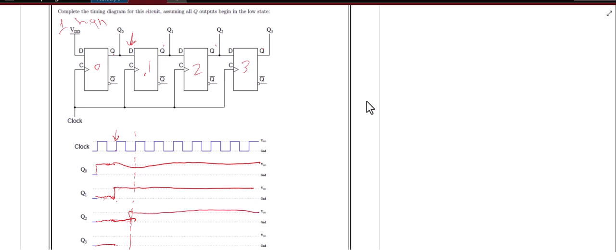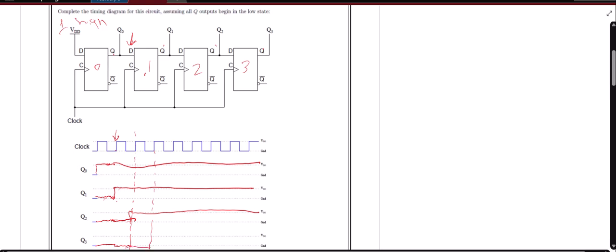And you can probably guess what Q3 is going to do. So at the first clock cycle, it looks at Q2 and it's 0. At the second clock cycle, it looks at Q2 and it's still 0. At the third clock cycle, it looks at Q2 and sees that it's 1, so now it can become 1.